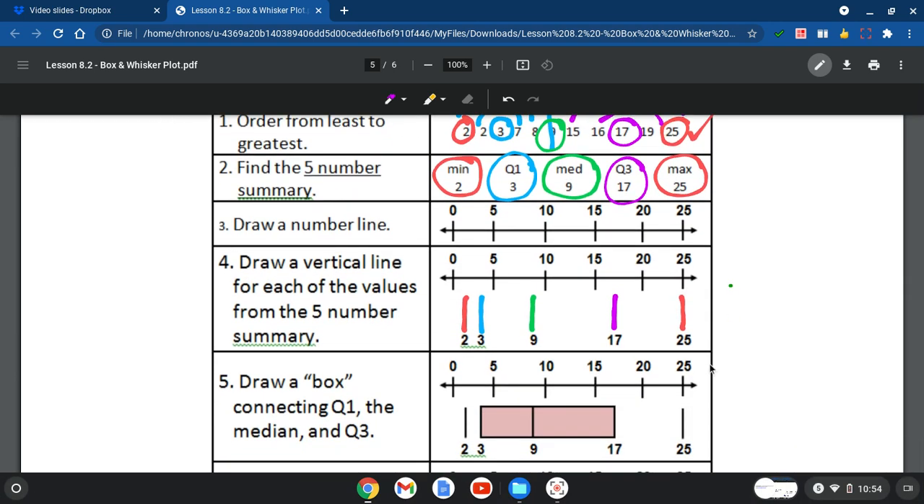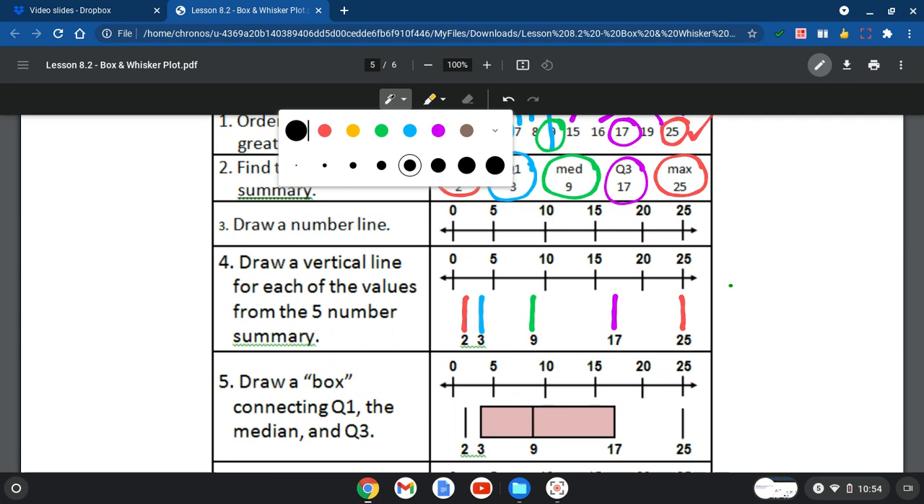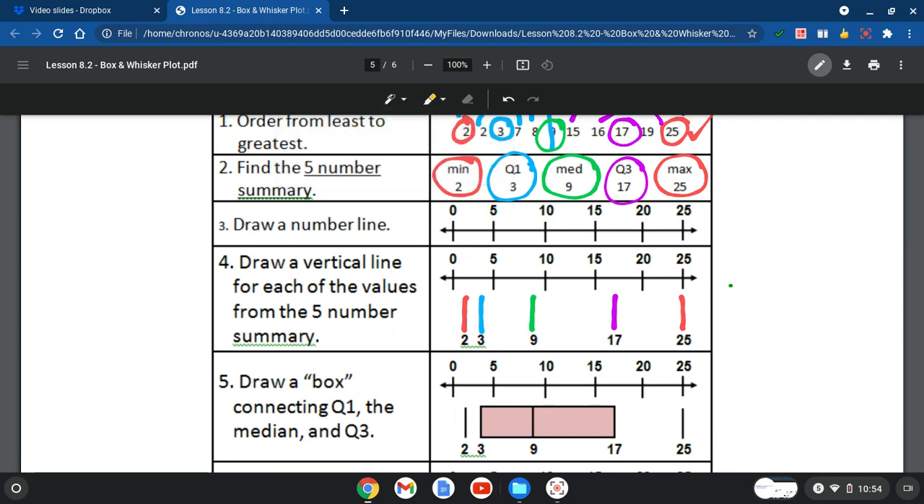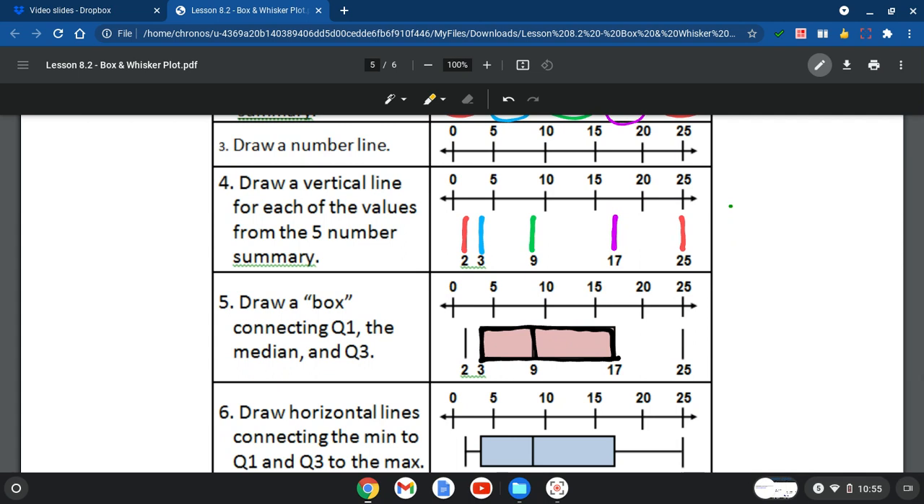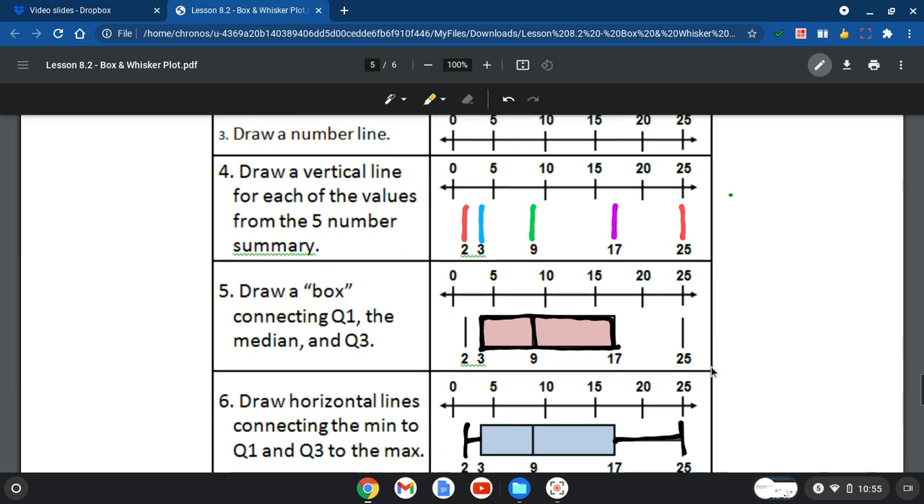Next, we would draw a box around our lower quartile and upper quartile, which includes also the median. Finally, let us connect the box to our highest and lowest values. There is our box and whisker plot.